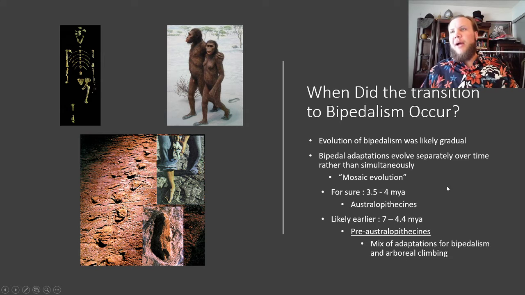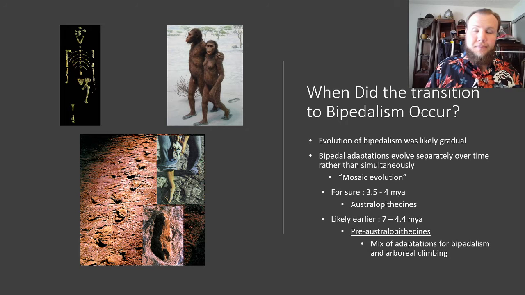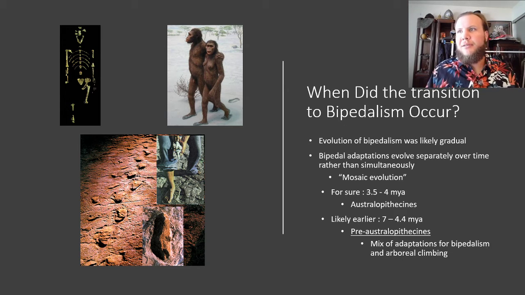So the evolution of bipedalism was likely gradual and occurred separately over time. Different species developed it separately, okay? This is what we call mosaic evolution. Bipedalism for sure developed with Australopithecines 3.5 to 4 million years ago. But it looks like it could have been earlier, between 7 and 4.4 million years ago, because the pre-Australopithecines have mixed adaptations, okay? So they look like they were habitual bipeds.